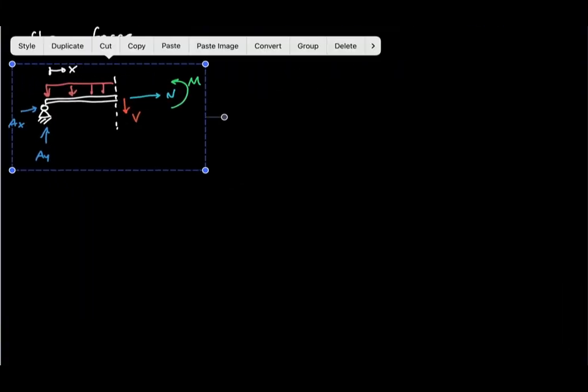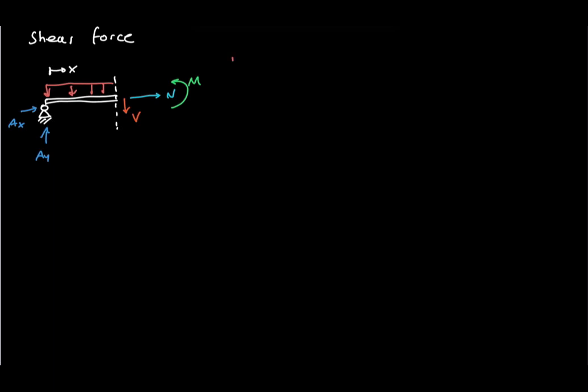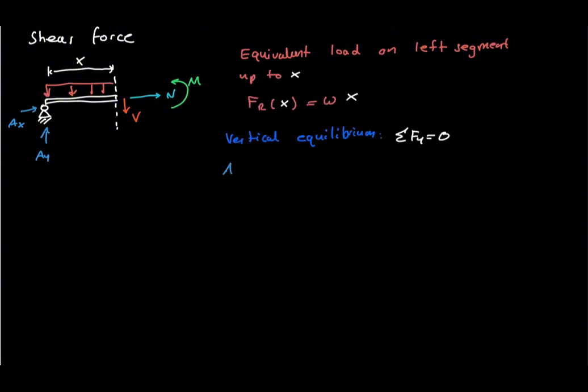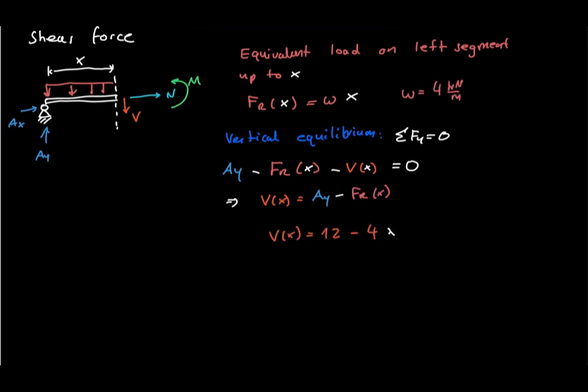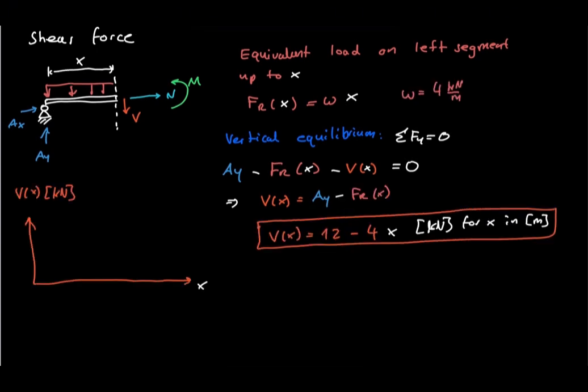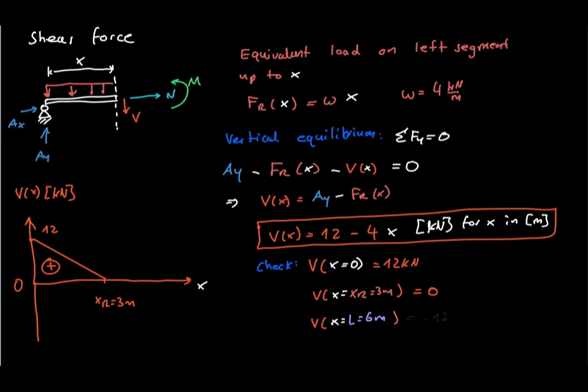Next, we determine the shear force. The equivalent distributed load acting on the left segment equals the load intensity multiplied by the length of the isolated segment. Applying vertical equilibrium gives the shear force function equal to 12 minus 4x. At the left support, the shear force is positive 12 kilonewtons. At the middle of the beam, the shear force becomes 0. At the right support, it reaches negative 12 kilonewtons.